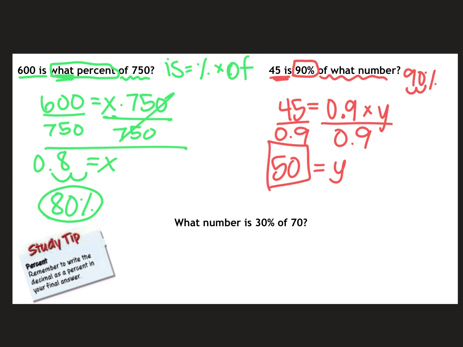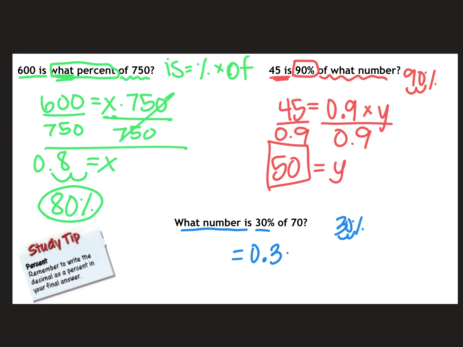Next one, what number is 30% of 70? So again, I see a percent. I'm going to automatically turn that to a decimal by going 2 spots to the left, and I'm going to put that in place of my percent, which is right after the equal sign.